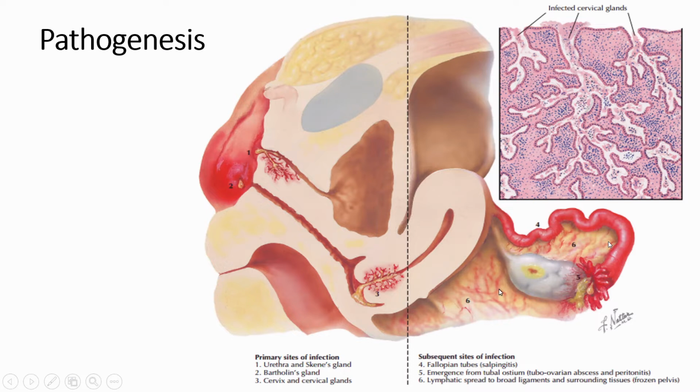Then the subsequent site of infection includes the tubes, what we call salpingitis, and the tube gets hyperemic. There will be a collection of pus. You can see the pus draining from the tubes, and it can involve the tubes, ovary, oophoritis, and finally the pelvic peritoneum, that is peritonitis. So this is how the pelvic disease process ascends.